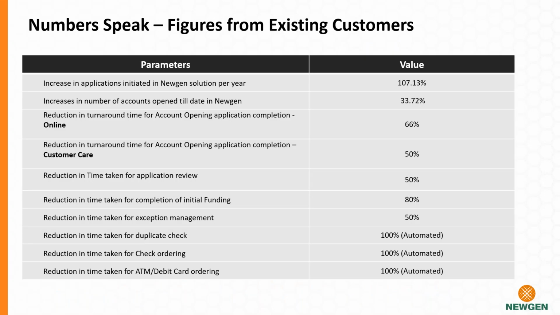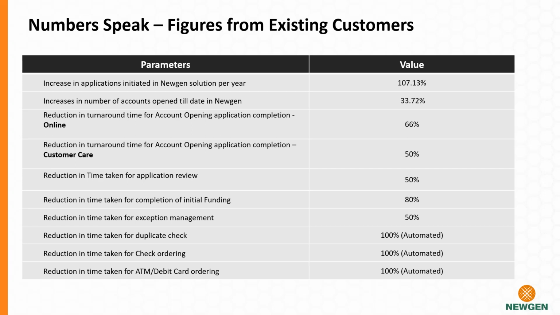Okay. Similarly, some of the other parameters that we have seen, which are typical for our customers, especially the increase in applications initiated. We have seen more than 100% increase in applications using the Newgen solution. And remember, in the ROI discussion, we took a conservative estimate of 30% increase. Okay. Similarly, increase in number of accounts opened: 33% new accounts opened, and a 66% reduction in turnaround time for account opening applications.